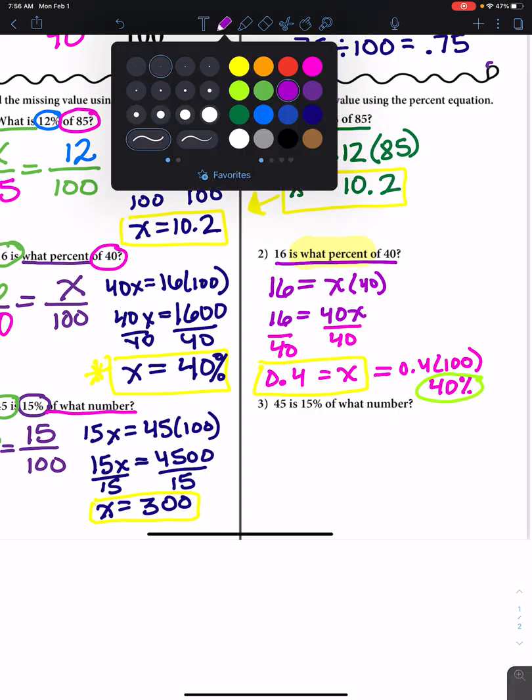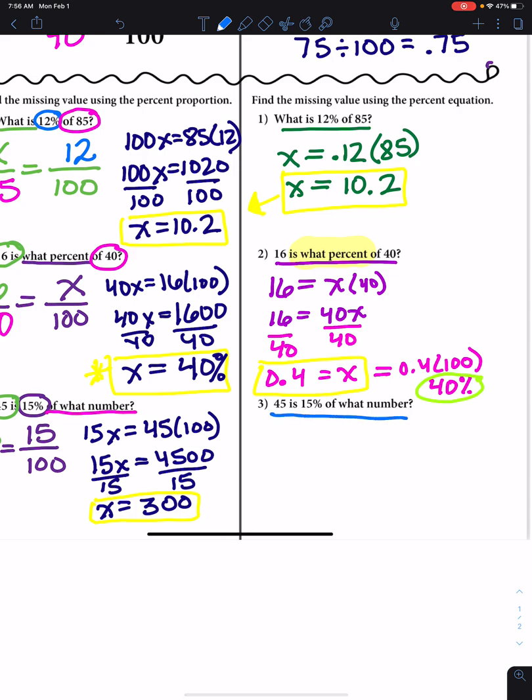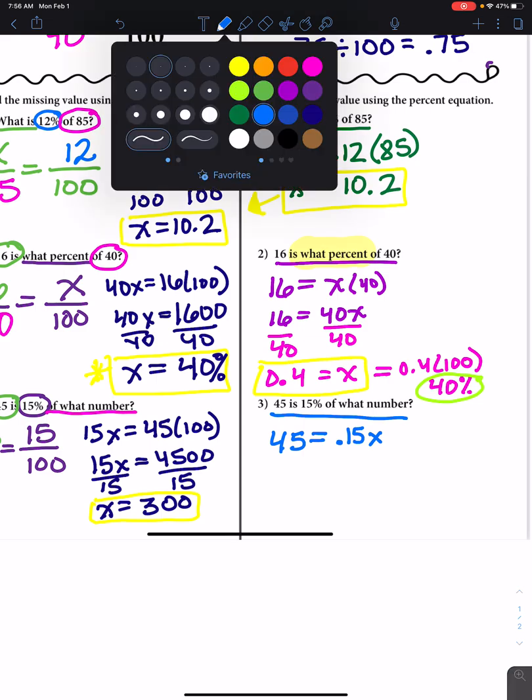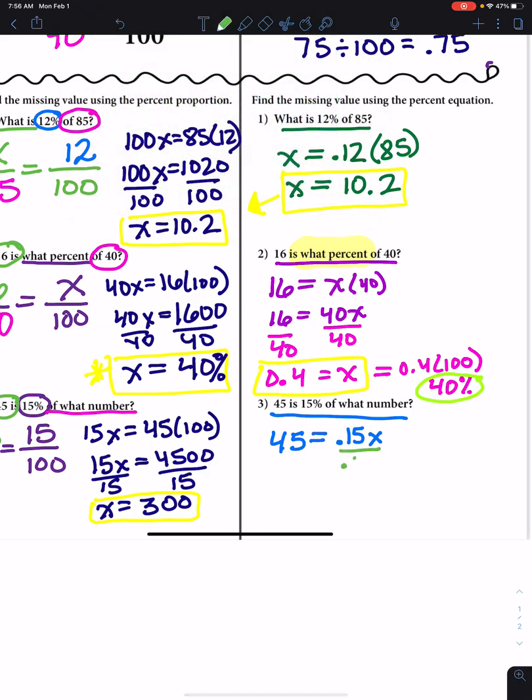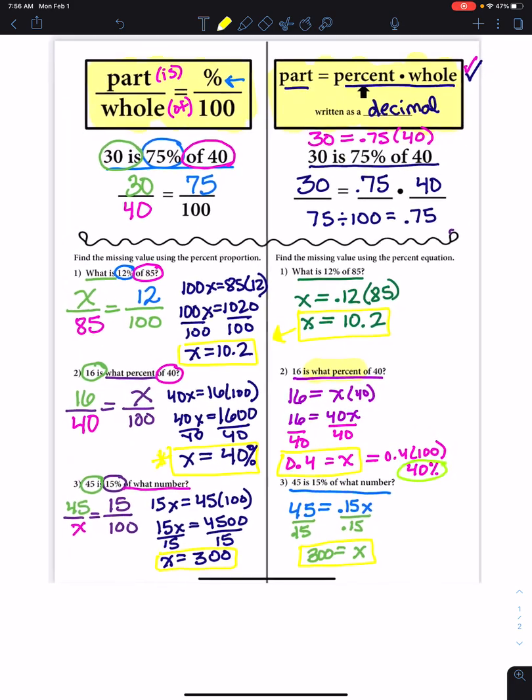And for the last one, I'm going to write this sentence again in math as I'm saying it. It says 45 is the equal sign. 15% I'm going to write as a decimal. Of means multiply. What number means I'm going to use a variable for that. So since x is being multiplied by 0.15, I'm going to divide both sides by 0.15, and guess what I'm going to get? X equals 300. So again, you can use either method once we get rolling on this, but tonight I want you to show on your homework how you would use the percent equation to solve for the percent of a number.